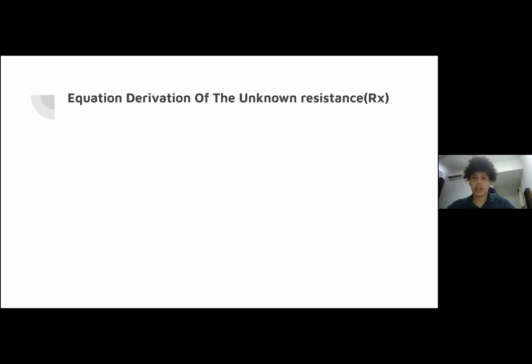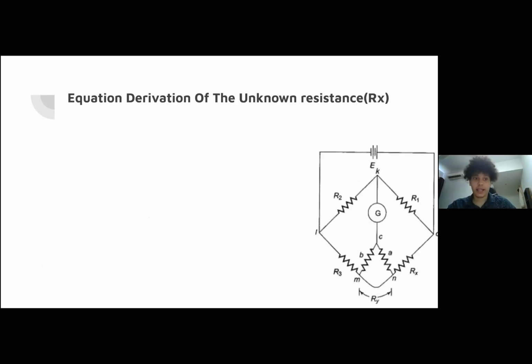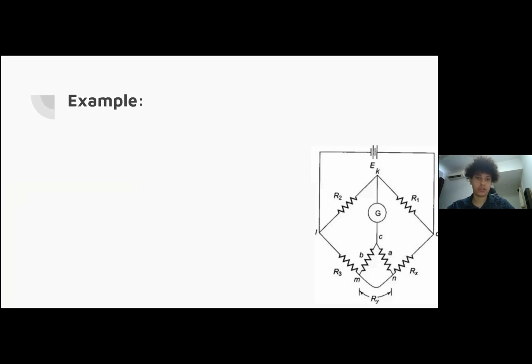Under two specific conditions, we can simplify these equations. The two conditions are when the R1 over R2 ratio is equal to A over B, and the null detector indicates balance, which is 0. The previous equation can be rewritten as Rx equals R1 over R2 multiplied by R3, which is equation number 5.